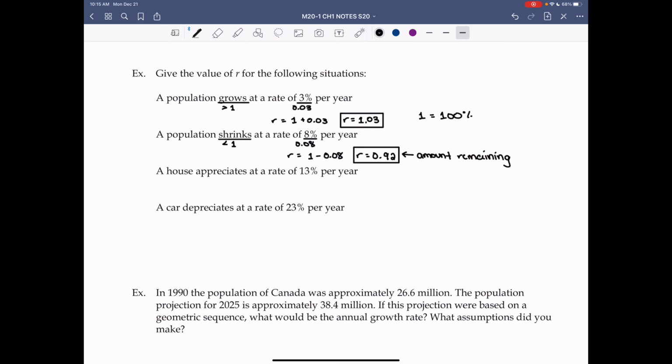A house appreciates at a rate of 13% per year. Appreciates means the value is increasing, so greater than 1 since we're increasing. It appreciates at a rate of 13% per year, so as a decimal that's 0.13. Then R equals 1 plus 0.13, so R equals 1.13.